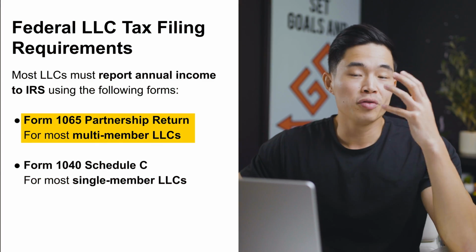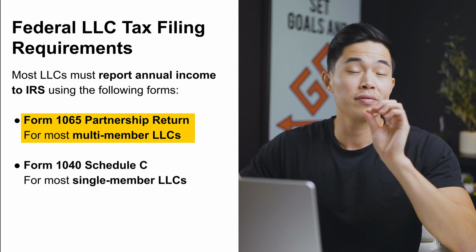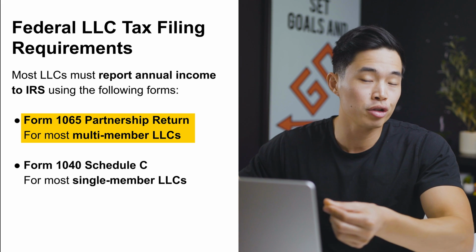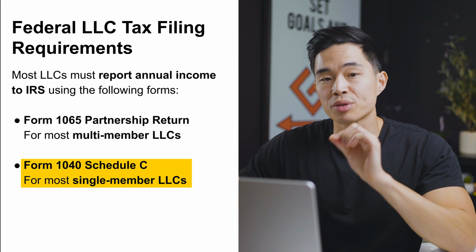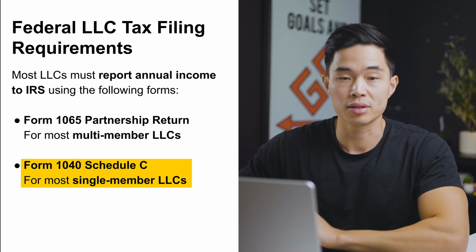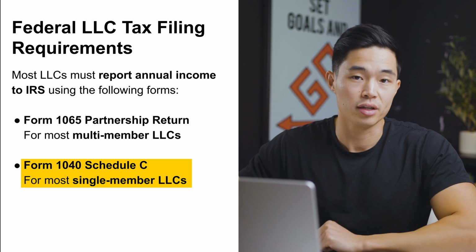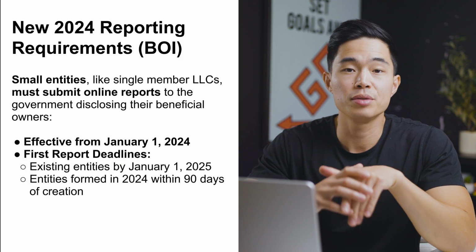And then in terms of actual filing your taxes, this is going to be done on Form 1065 for partnership returns or Form 1040 Schedule C for most single member LLCs, which is going to be most of you guys watching this video. And then starting in 2024, there are some new guidelines.